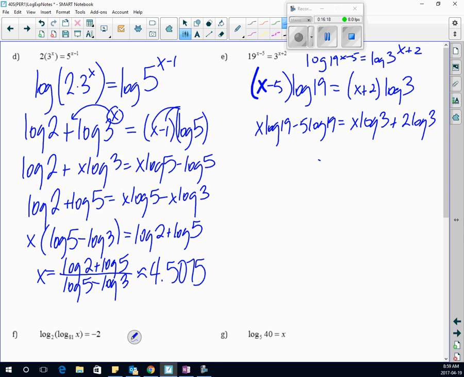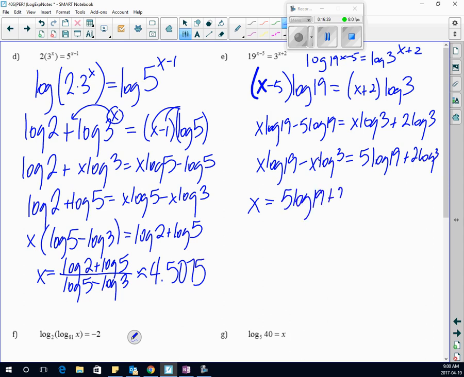You like it? Okay, we're going to move the x's over and blah, blah, blah. So x log 19 minus x log 3 equals 5 log 19 plus 2 log 3. I'm going to just say what x equals because I know I'm going to factor it out. You see what I'm saying? I'm trying to save my handwriting. My poor hand. Okay. And we got 9.1663. Very good. Very good.